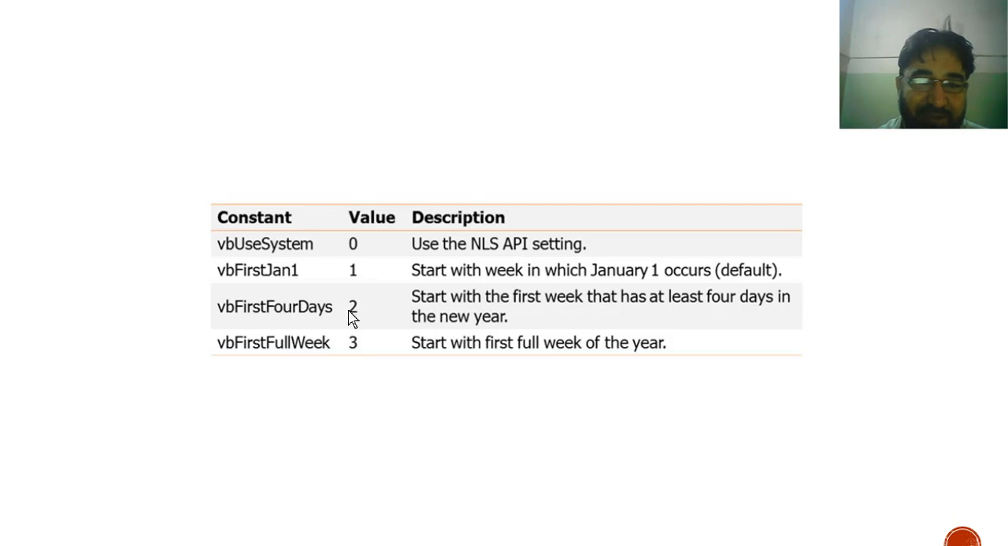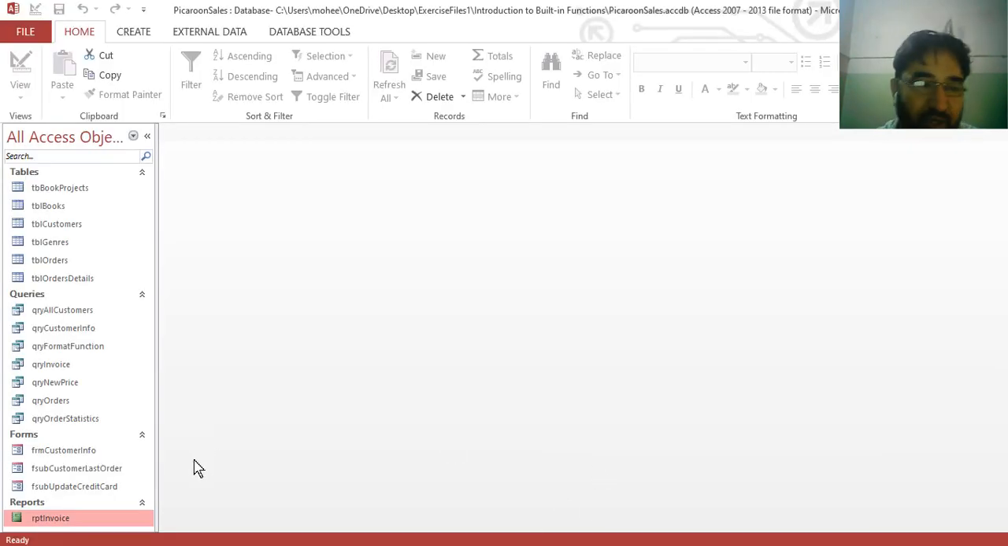With the next option, the first week is the first week that has at least 4 days in the new year. You can use this option, or you can use the option 3, which starts with the first full week of the year. So this is how we write our format expression. Let's practice it in Microsoft Access.